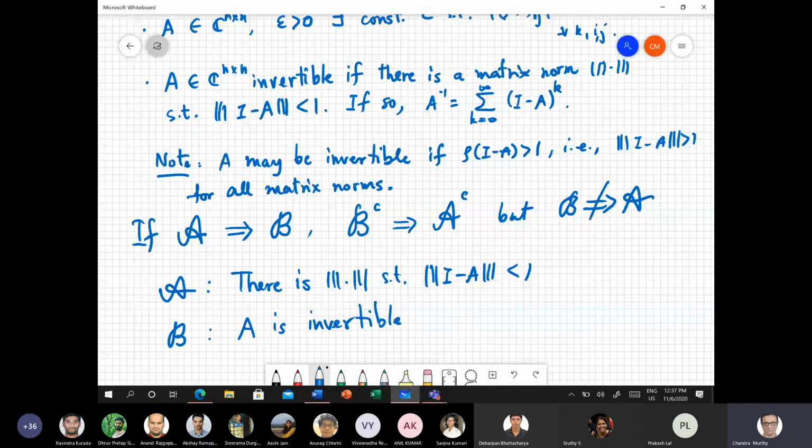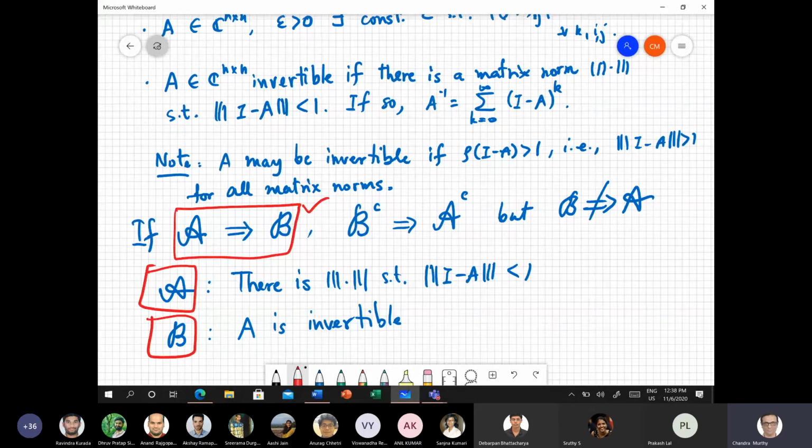Okay, and now let's look at these statements and see what they mean. So what the result says is that A is invertible if there is a matrix norm such that norm of I minus A is less than 1. That means if it is true that there is a matrix norm such that norm of I minus A is less than 1, then A is invertible. So this statement A implies B, and this is true for these two statements as I have written here.